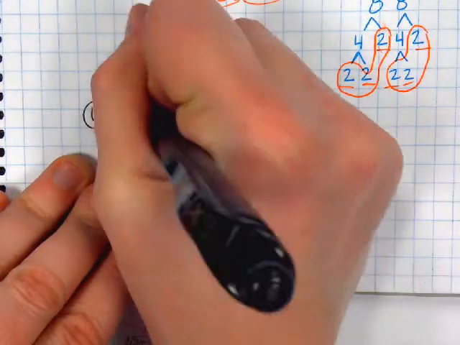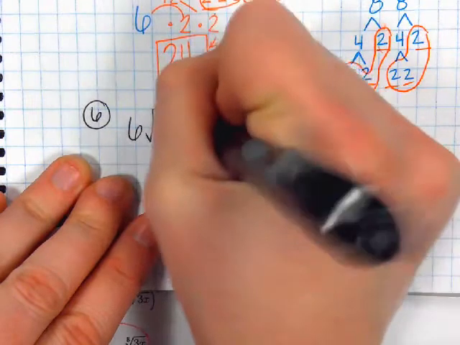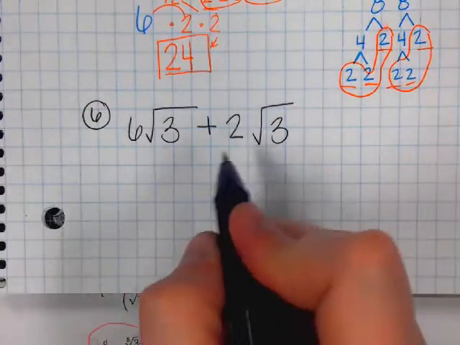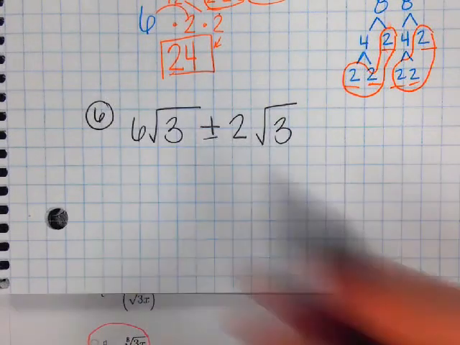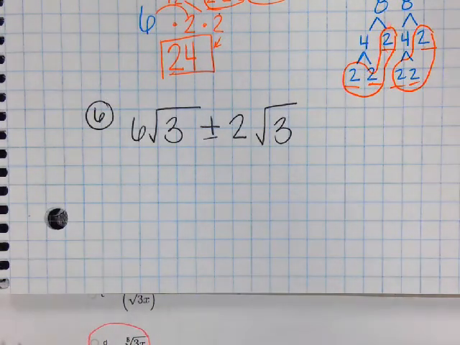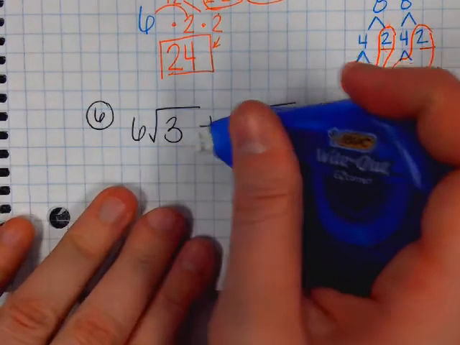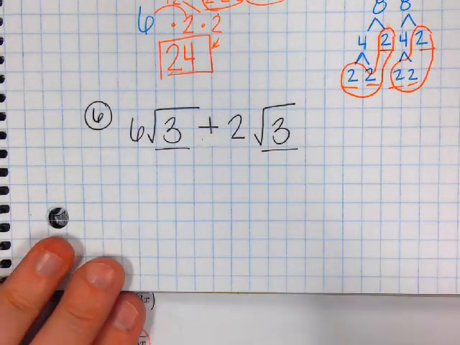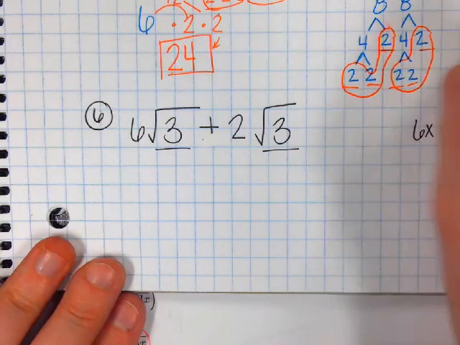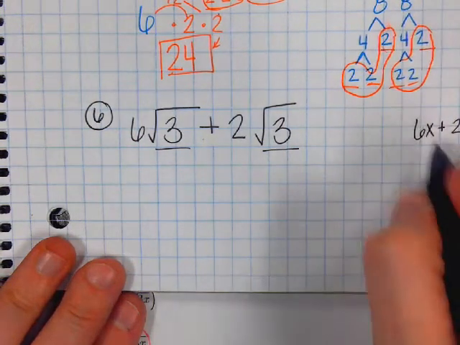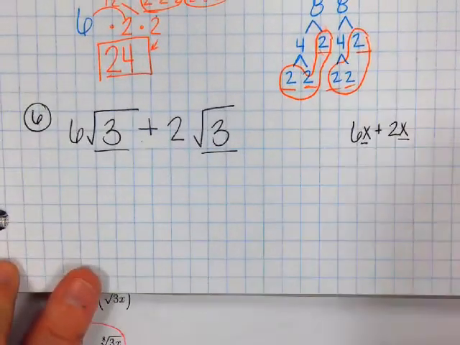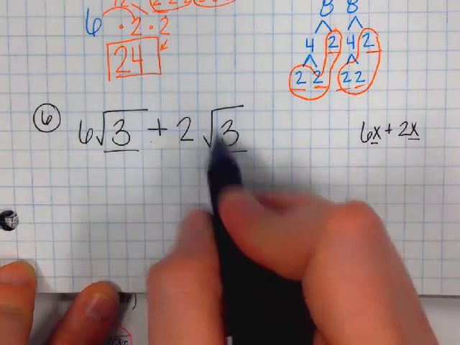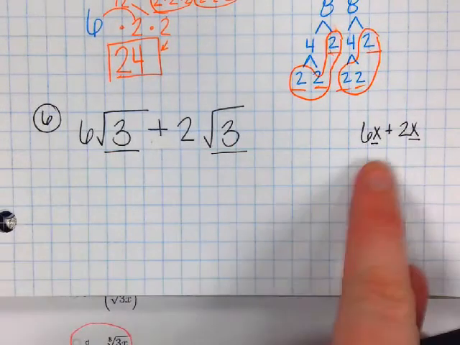We have 2 more problems and then we're done. Number 6: 6 square root of 3 plus 2 square root of 3. Since these are adding, you have to make sure that this and this are the same. Just like if I had a 6x plus a 2x, I would have to make sure that they both have an x on them. If they don't, I can't combine them.